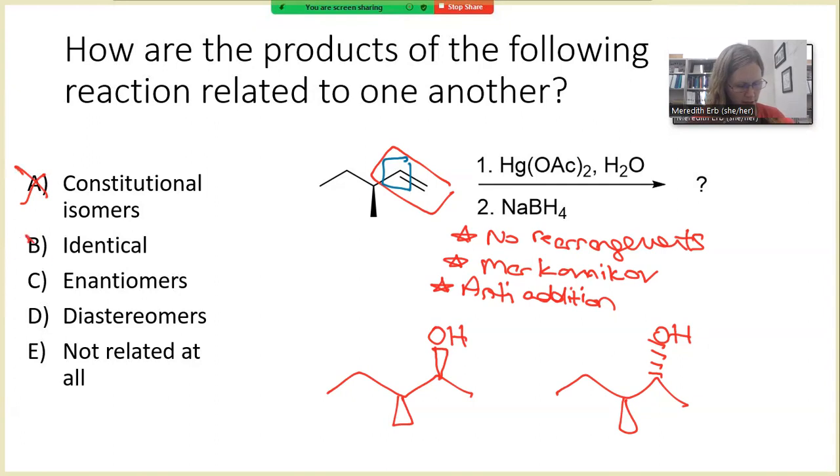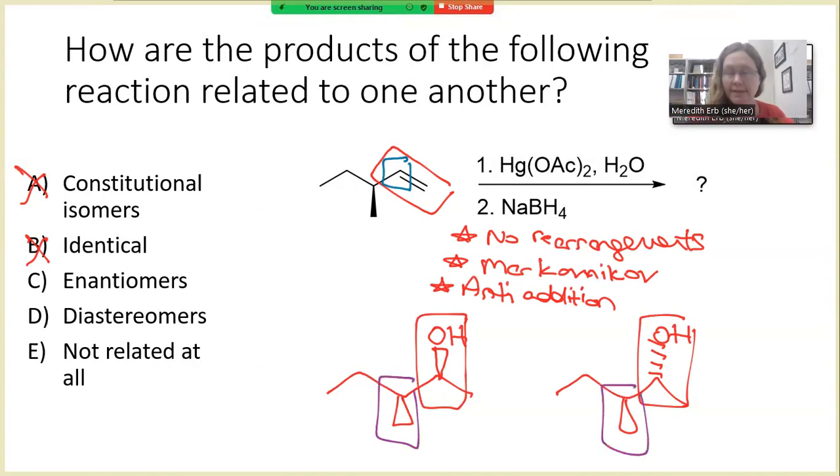We know that they're not identical because one has a wedged OH here and one has a dashed OH here. These 2 molecules are going to be related to each other in that one carbon has opposite stereochemistry and the other carbon has the same stereochemistry. So if we look at the second carbon here, the one that just came along for the ride that doesn't get impacted, that one stayed the same.